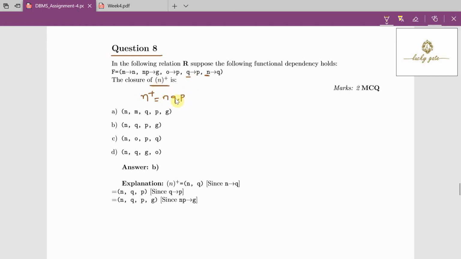Now N, P, Q or any combination of these is there in the LHS of any dependency. NP is there in the LHS, so that we determine G. Anything else? Now M is not in the previous closure, I should not use this dependency. O is not in the previous closure, I should not use this. So what is N closure? NQPG. NQPG is there in option B. So the answer for question number 8 is option B.